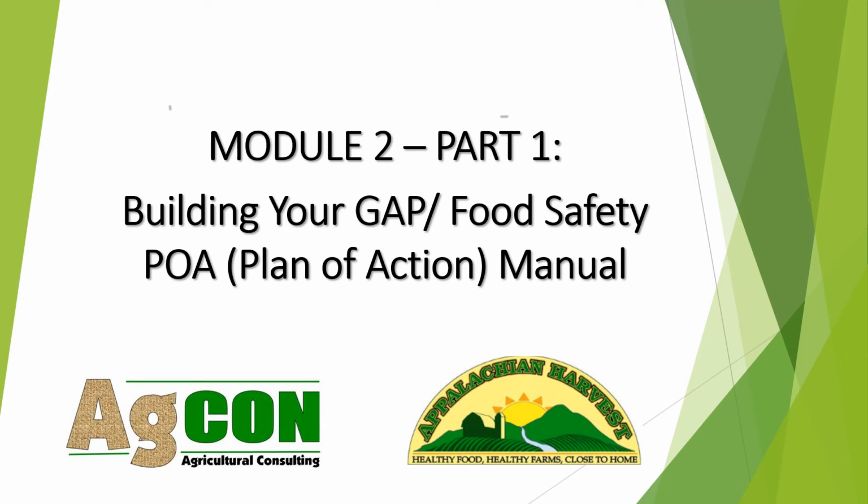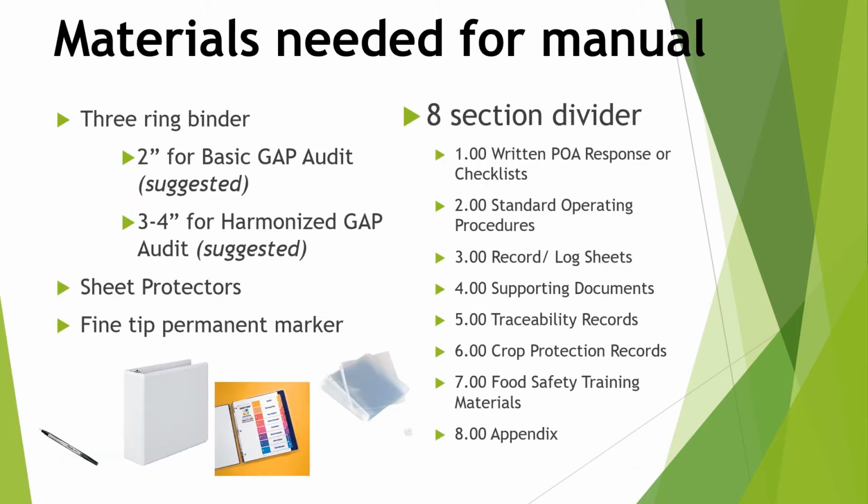Module 2, Part 1, Building Your GAP Food Safety Plan of Action Manual. Materials needed to build a manual: a 3-ring binder, 2 inches suggested for your basic GAP audit, 3 to 4 inch binder for the harmonized GAP audit, sheet protectors, and a fine tip permanent marker. You will need 8 section dividers. You will label the sections as follows.